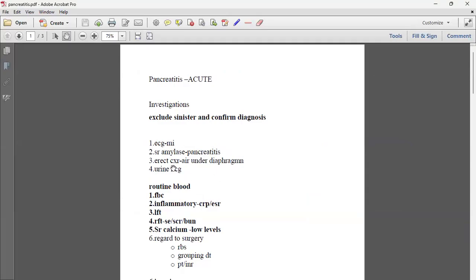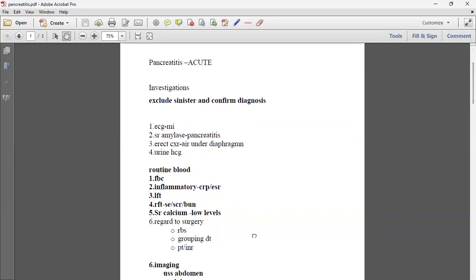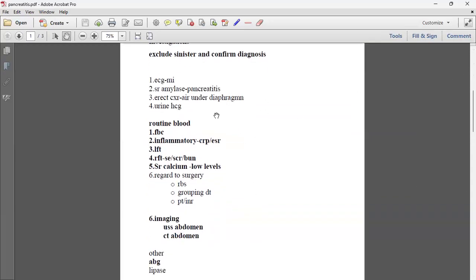You can do an erect chest X-ray to look for air under the diaphragm that suggests a hollow viscus perforation, and if it's associated with epigastric pain, maybe a perforated peptic ulcer. And always, if it's a female, don't forget urine HCG. Okay, and then you will do other routine investigations, because for these pathologies, all these routine blood investigations are applicable.